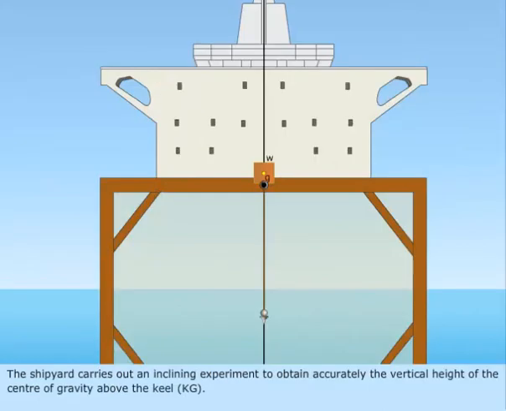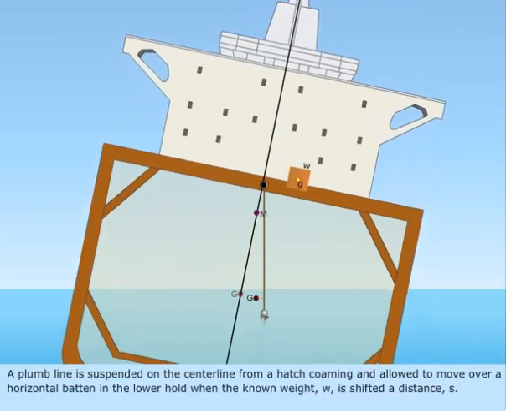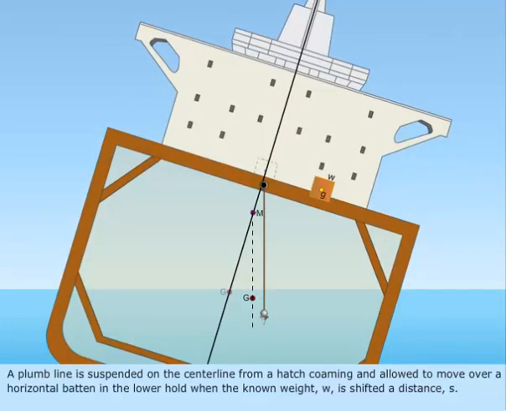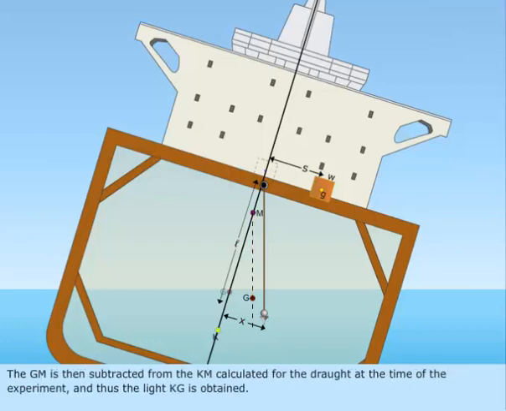The shipyard carries out an inclining experiment to obtain accurately the vertical height of the center of gravity above the keel, KG. A plumb line is suspended on the center line from a hatch coaming and allowed to move over a horizontal batten in the lower hold when the known weight, W, is shifted a distance S. The length of the plumb line is L, and the distance that the plumb line is deflected is X. The GM is then subtracted from the KM calculated for the draft at the time of the experiment, and thus the light KG is obtained.